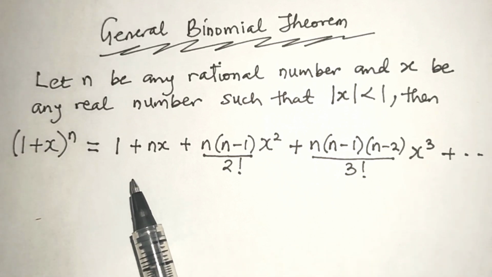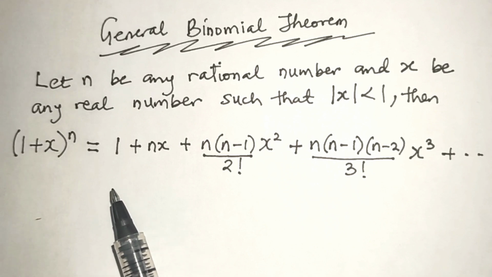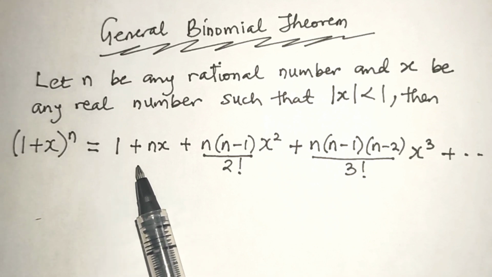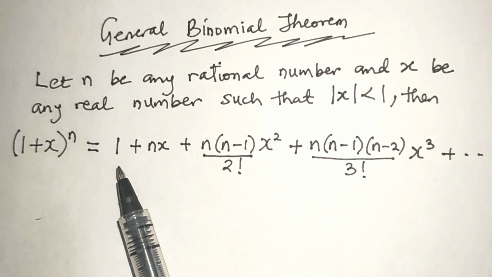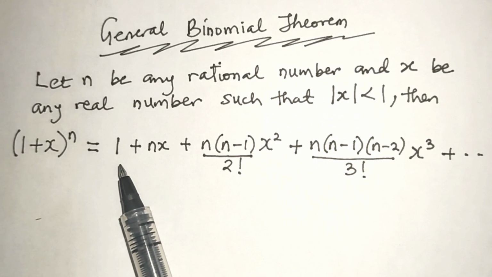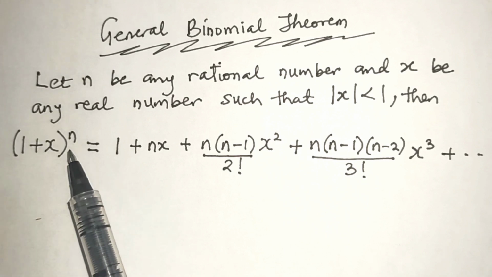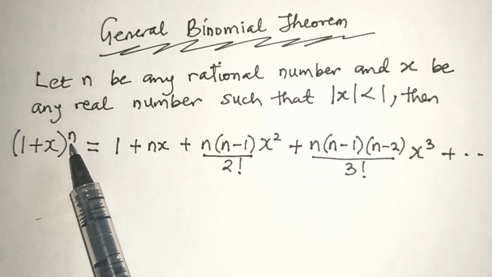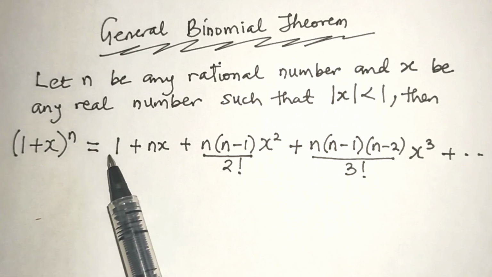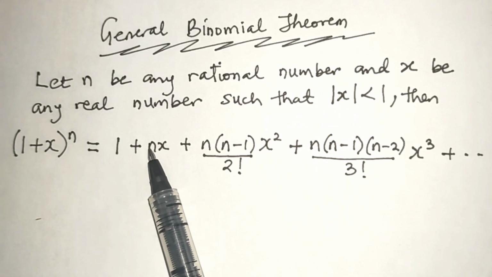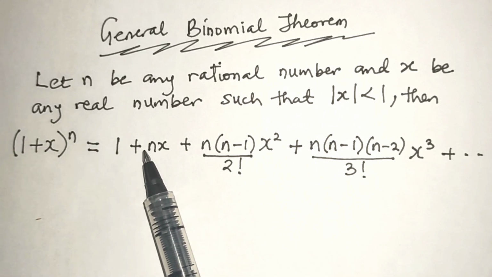This expression is called the General Binomial Theorem, and it is applicable to all rational numbers. What this means is that whenever the power of a binomial is a fraction or a negative number, then the expansion is done with this formula. Now let's take examples.